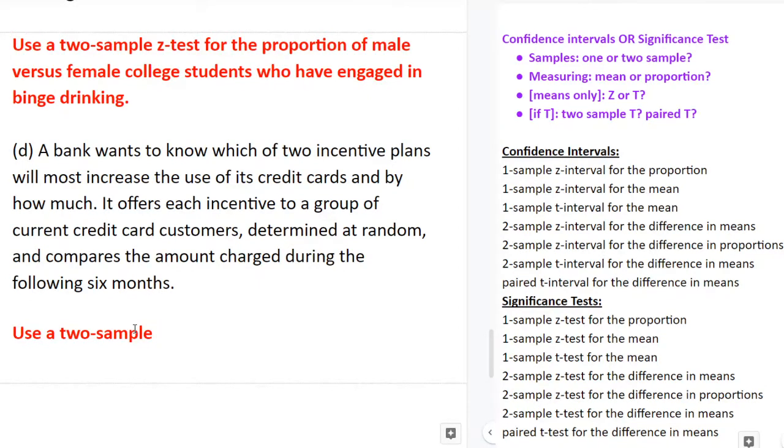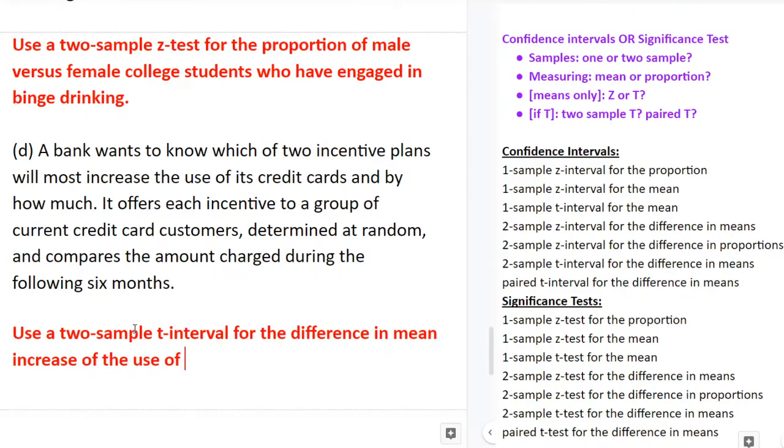Now, because we don't know the population standard deviation, and it's unlikely that we'll know that, we're going to say it's a two-sample T interval for the difference in mean increase in the use of its credit card. So a two-sample T interval for the difference in mean increase of the use of the credit cards in this case.